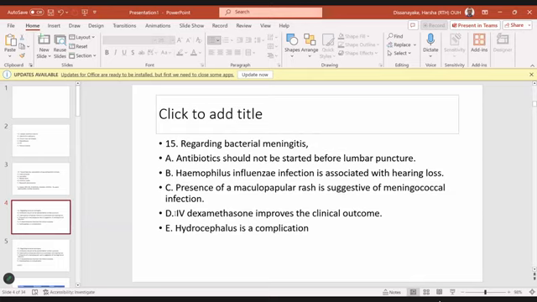Presence of a petechial rash is suggestive of meningococcal infection. Is that correct?